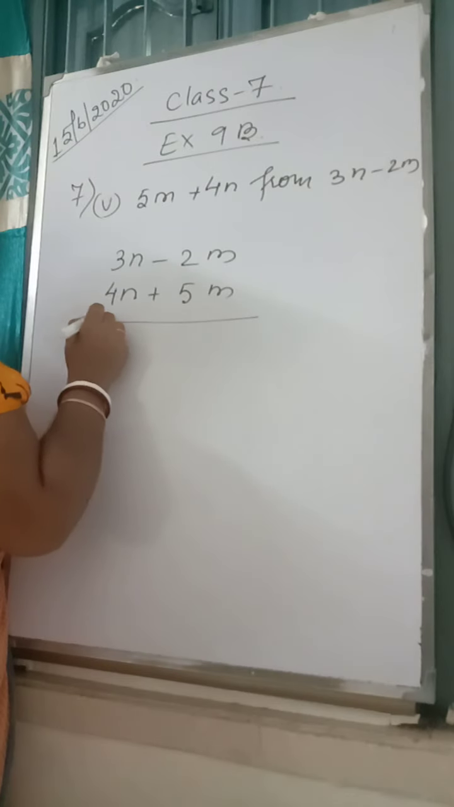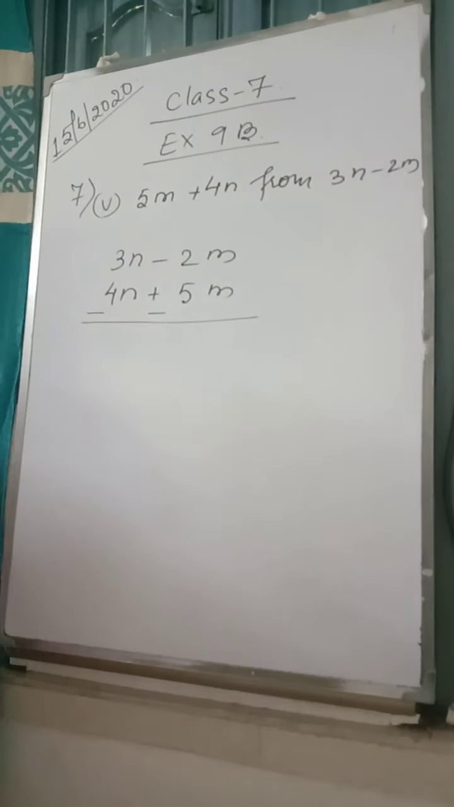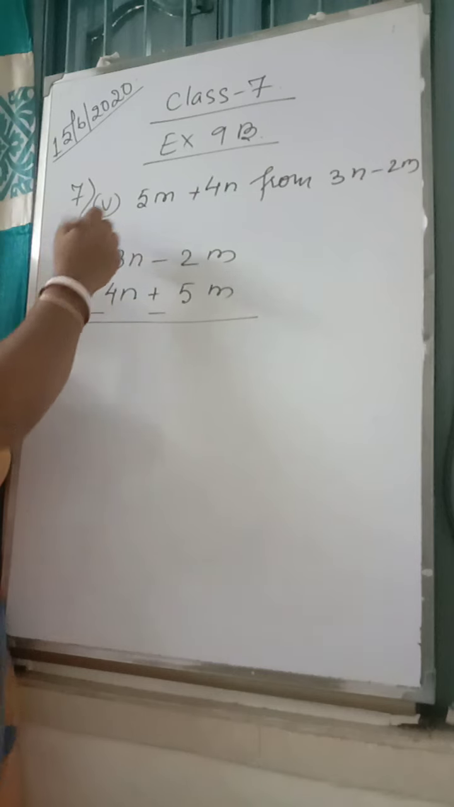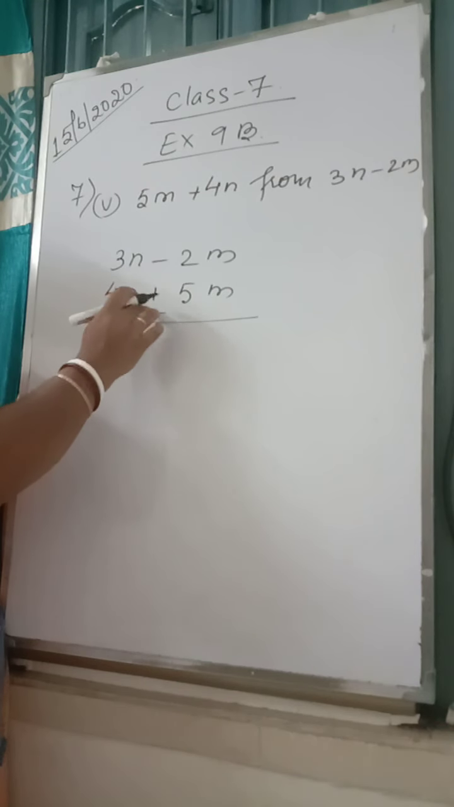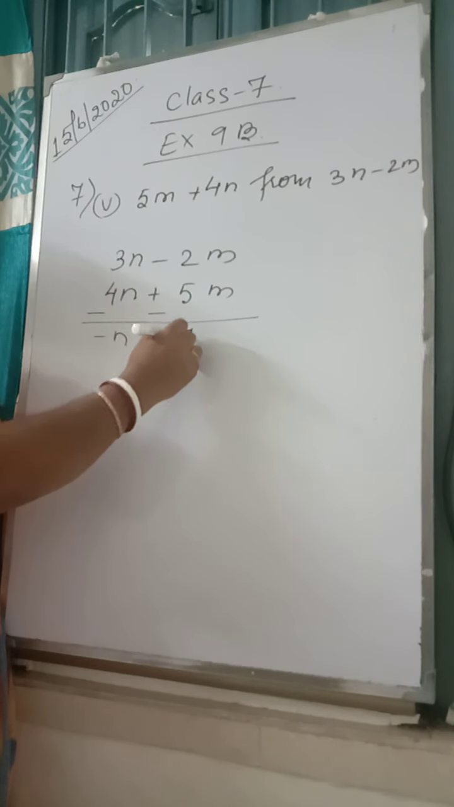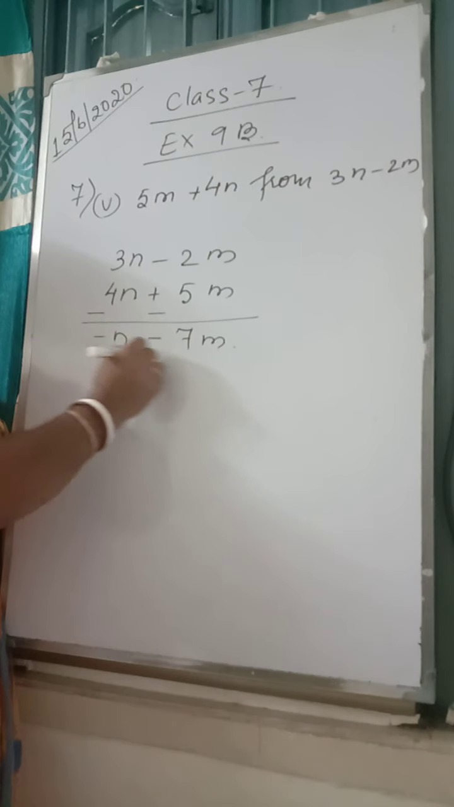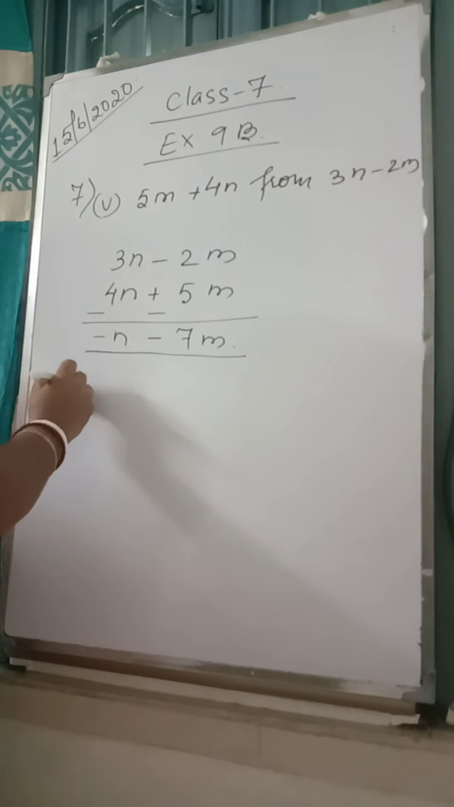Now it is a subtraction, so all the signs will get changed. So the answer gives you minus 4n plus 3n minus 1. And both are minus, so minus 7m. This would be the answer for number 5. Look at question number 8.